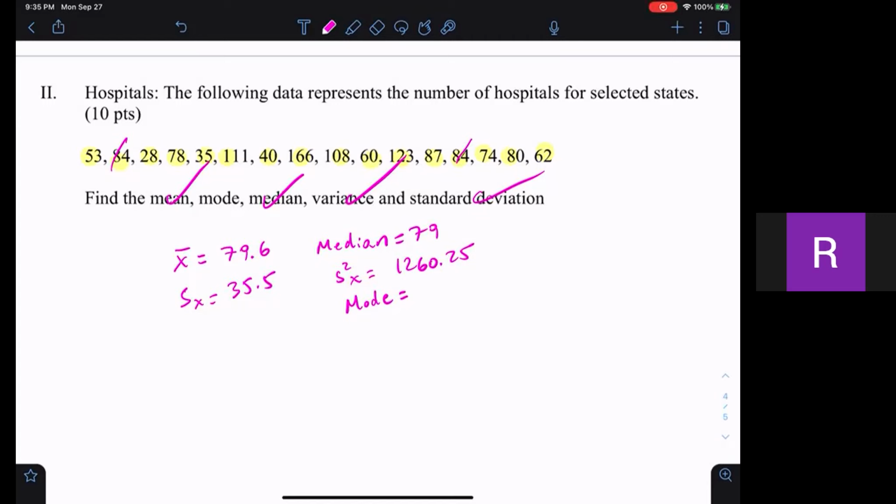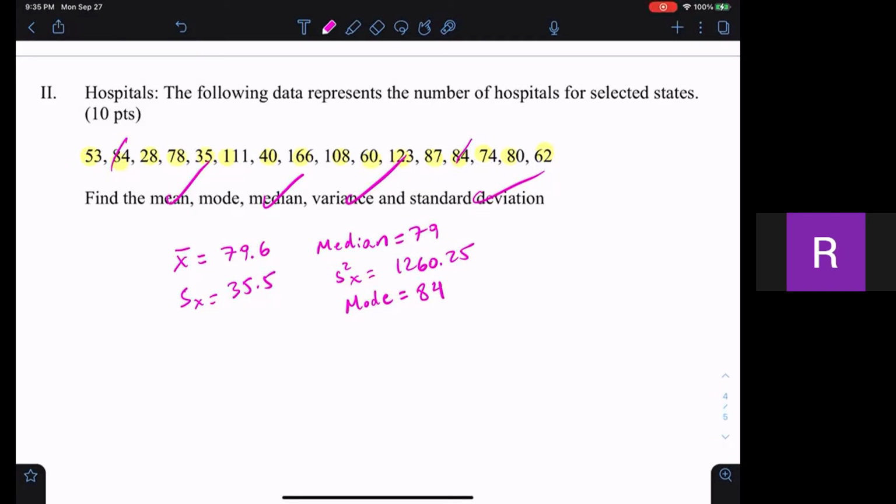I'm taking a long time because I have to do this with this app. If I have the calculator in front of me, it will be quick, right? So the mode, it's 84, right? In this case, the mode should be 84 because that's the number that repeats the most. Yeah, 84. So you're done. That's the second question, right?